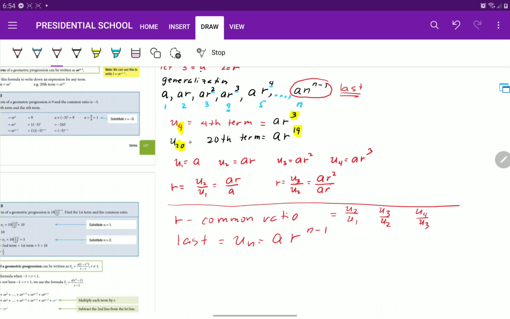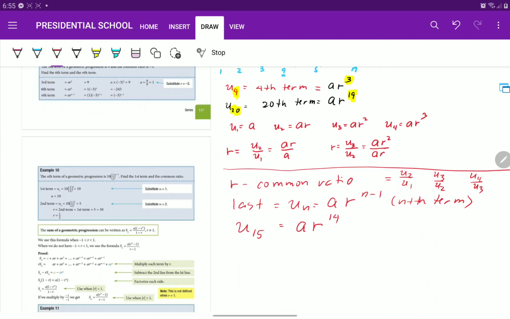And another thing that you need to remember is that if you are looking, for example, for u sub 15, that is equal to a times r to the 14. Okay? So the 15th term is a r to the 14. The nth term is a r to the n minus 1. Okay, this is the nth term, u sub n.